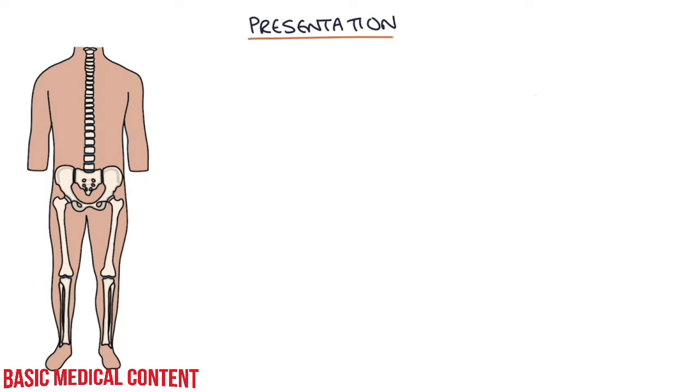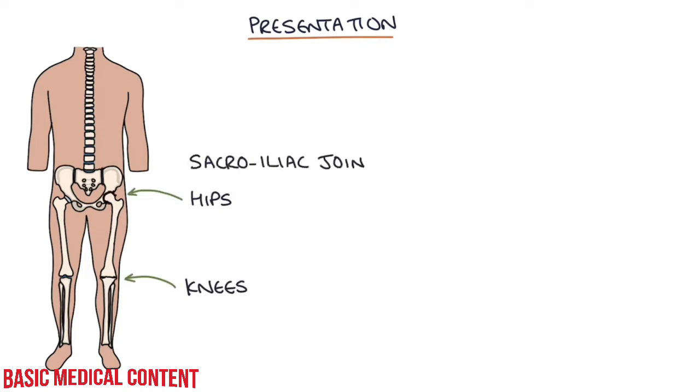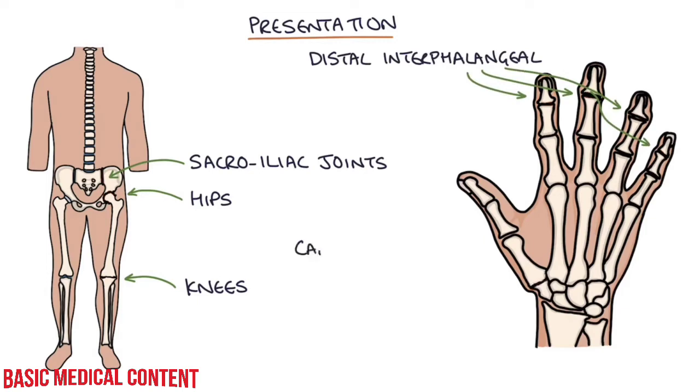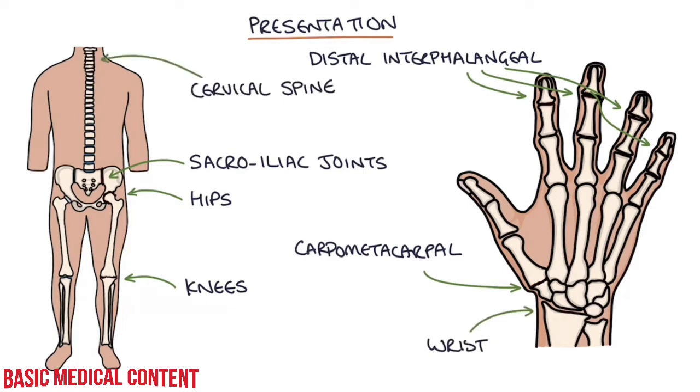So which joints are commonly affected? Well, the knees and the hips are key joints that often get affected with osteoarthritis. It can also affect the sacroiliac joints, where the spinal column meets the pelvis. It typically affects the distal interphalangeal joints of the hands, the DIPs, at the ends of the fingers, the carpometacarpal joint, or the CMC joint at the base of the thumb, the wrist, and then the cervical spine, which we often call cervical spondylosis.